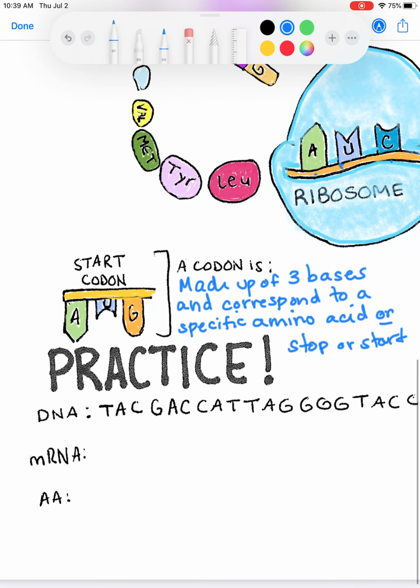And we find this out by looking at these codons on a codon wheel, which we'll look at in a second. But first we're going to practice going from DNA to mRNA. So this is our transcription.